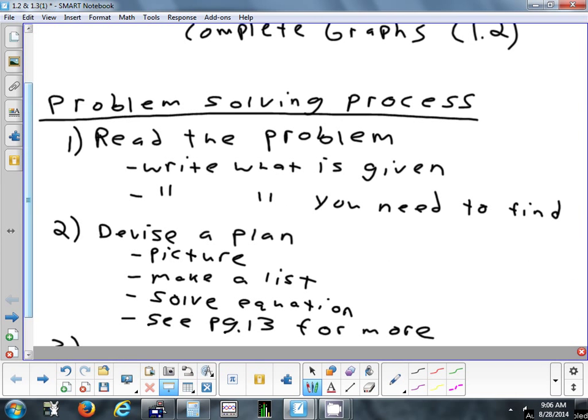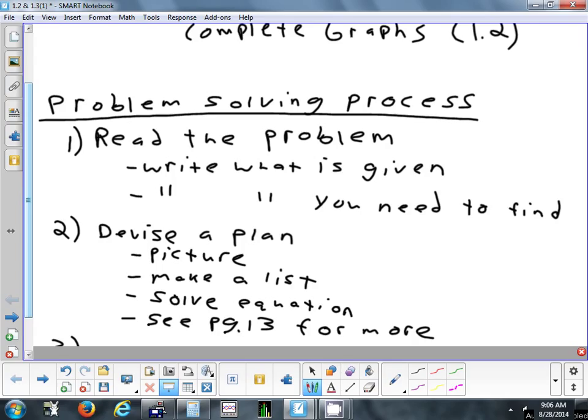Page 13 in your book lists a bunch of different strategies. Sometimes a picture is helpful. When we do trigonometry, we're going to draw pictures for almost every problem. A lot of times it'll involve some kind of triangle, things like that. A list could be helpful. Certain problems are helpful to make a list.